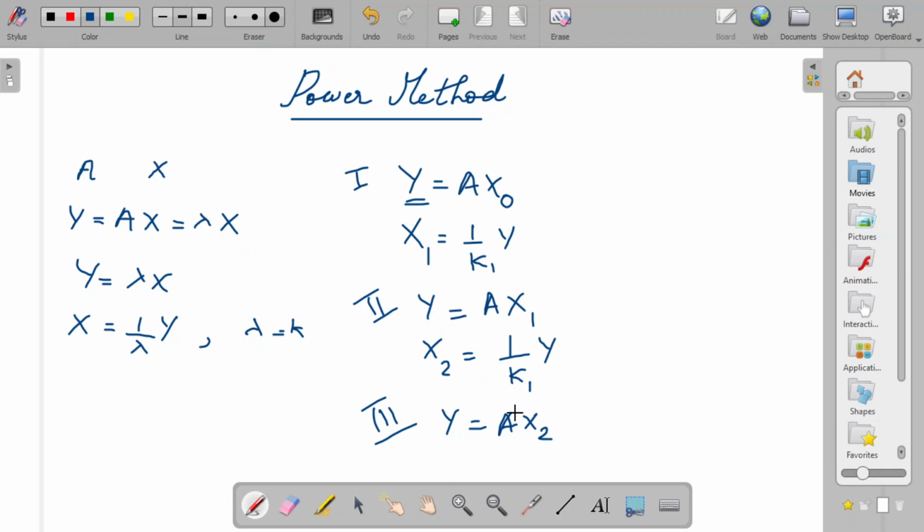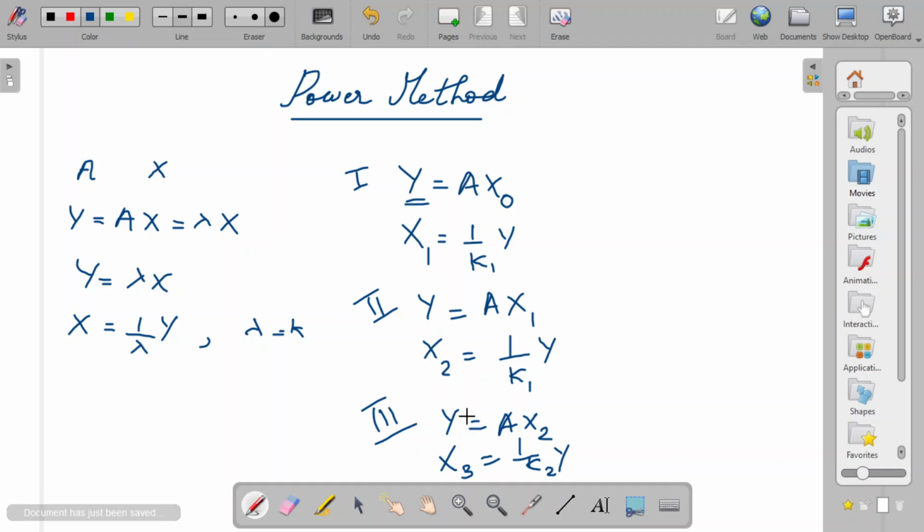So this process will continue. We found x1, then at the second step we found x2. Next step we will find x3, that is, 1 by k2 into y. When you continue this process several times, at some point you will find that the x2 and x3 values are very close to each other, and finally you will stop working out the x value.